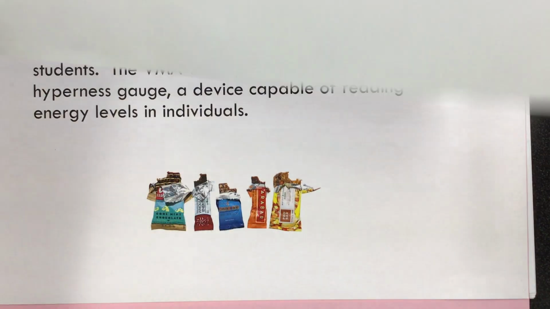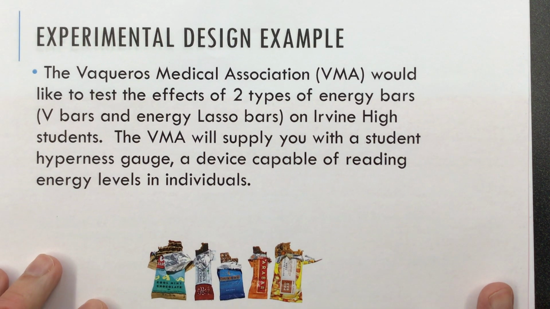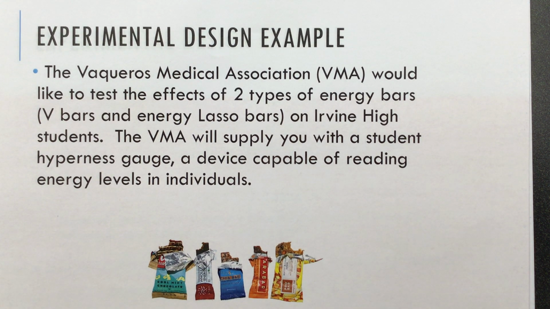Okay. All right, let's try a practice problem. So let's design an experiment. So let's say the Vaqueros Medical Association, the VMA for short, has developed two different energy bars. They're going to call one the V bar, the other the energy lasso bar. They want to test them on Irvine High students. So it's your job to set up this experiment and run it. They're going to provide you with a hyperness gauge so that you can read energy levels in our students.